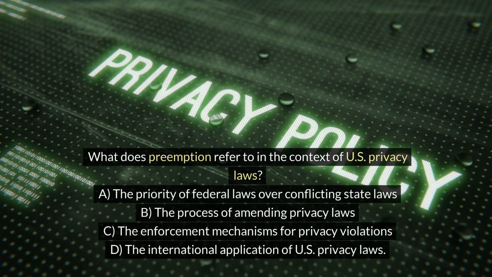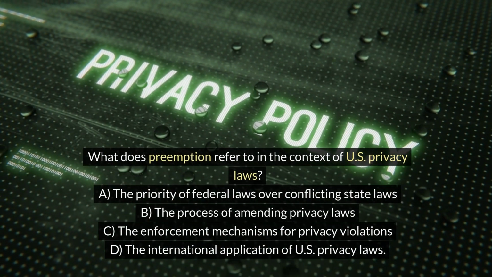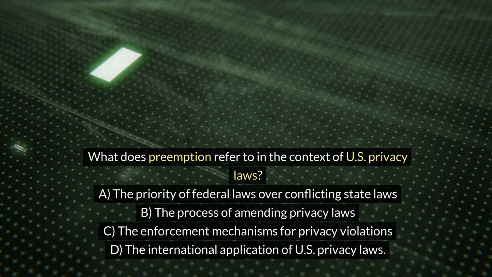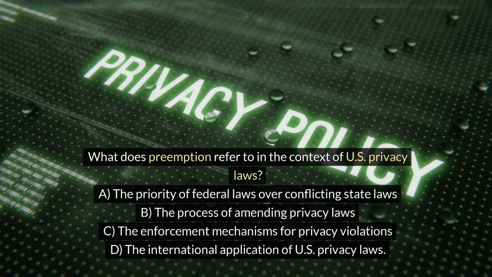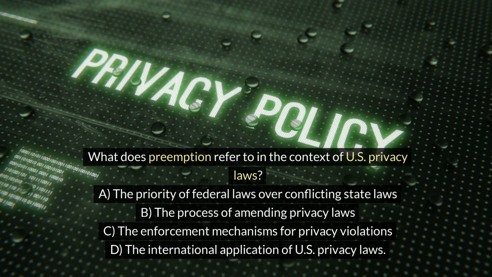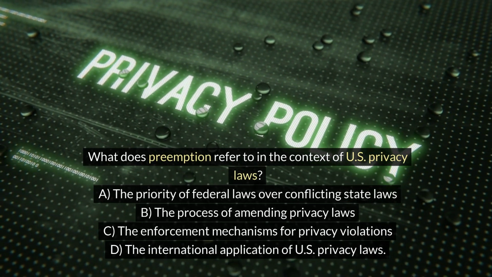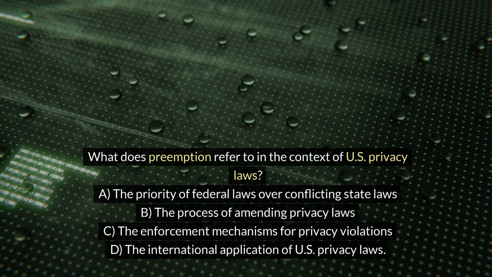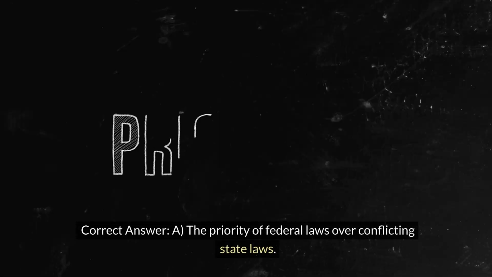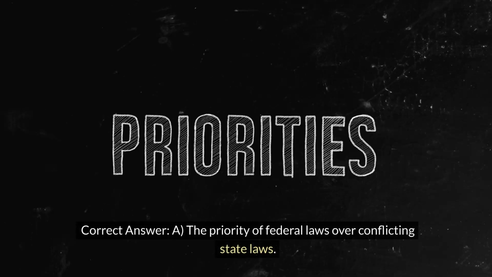What does preemption refer to in the context of U.S. privacy laws? A. The priority of federal laws over conflicting state laws. B. The process of amending privacy laws. C. The enforcement mechanisms for privacy violations. D. The international application of U.S. privacy laws. Correct answer: A. The priority of federal laws over conflicting state laws.